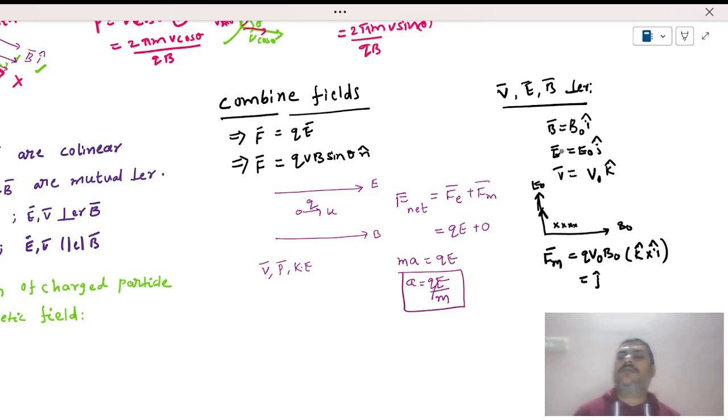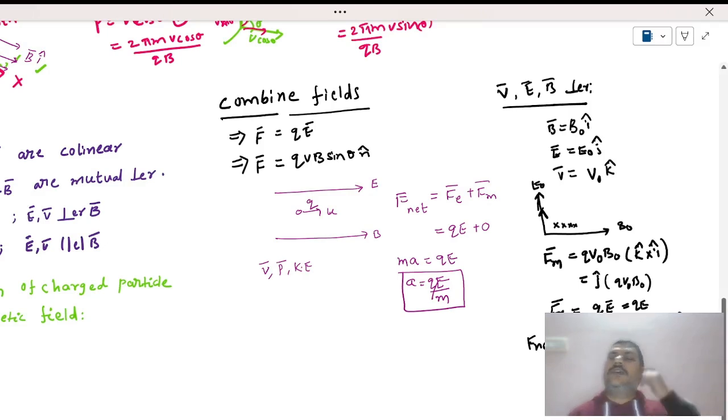Now the force on the charged body due to the electric field is along J cap. K cross I is J cap, right, into Q V naught B naught. Now the electric force is equal to Q into E bar, in the same direction of E, that is equal to QE. Therefore the net force is F net equal to Q V naught B naught plus QE, both in J cap.